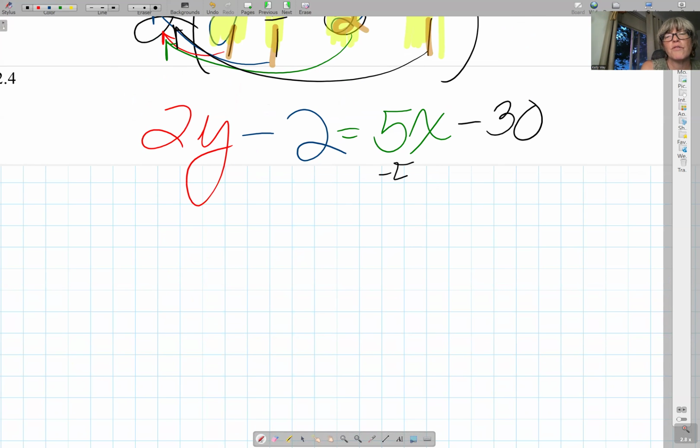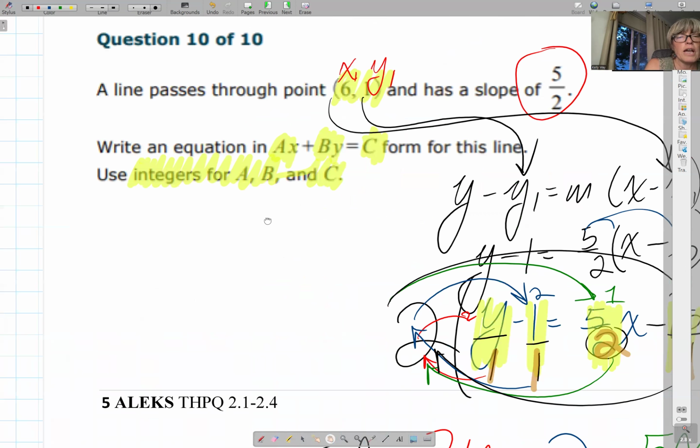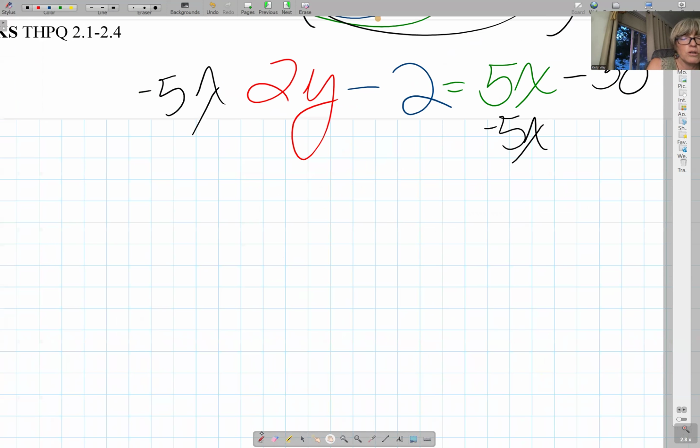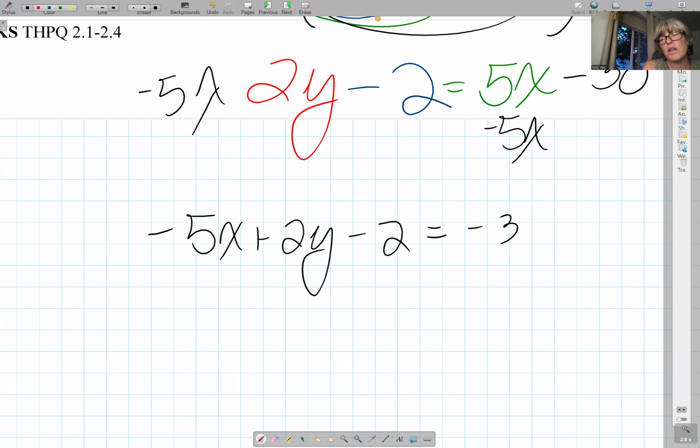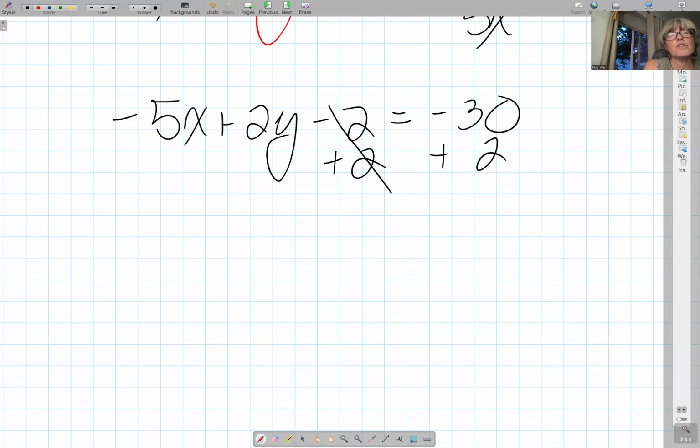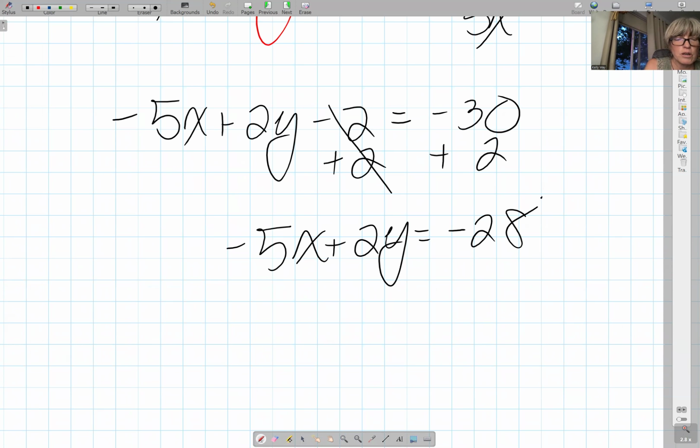So I'm going to minus 5x. And look at the form we want here. We want x to be first. So it's going to be negative 5x plus 2y minus 2 equals negative 30. Add 2. Final answer for this one, negative 5x plus 2y equals negative 28.